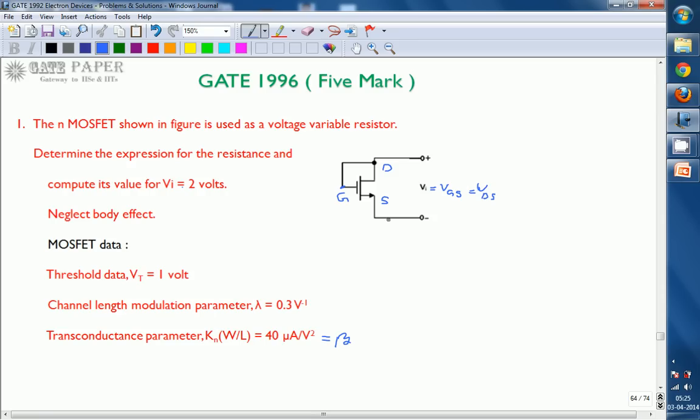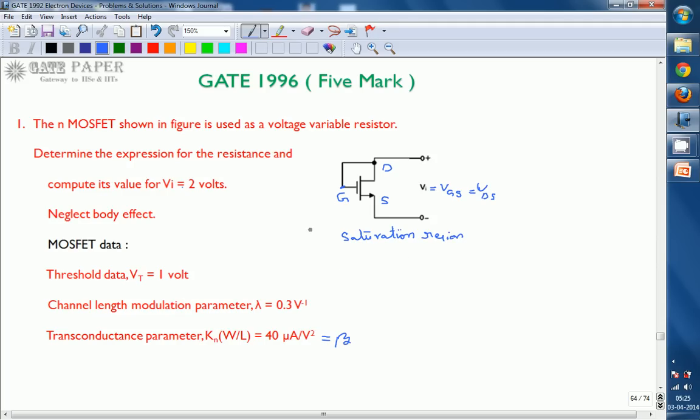Which is nothing but VGS. And one more thing: whenever gate and drain are shorted, the MOSFET will definitely be in the saturation region. The MOSFET will always be in saturation whenever gate and drain are shorted.